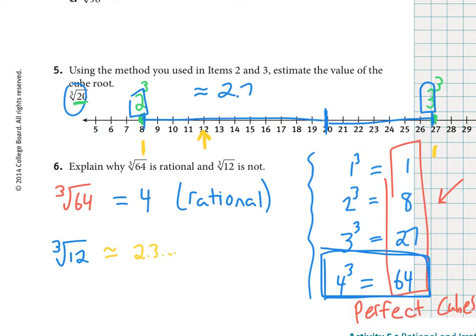If we used a calculator, let me just do it for fun here. I'm going to do the cube root of 12 and see what we get. It's 2.2894, and it goes on forever. It's a never-ending decimal that doesn't repeat. That makes it irrational.